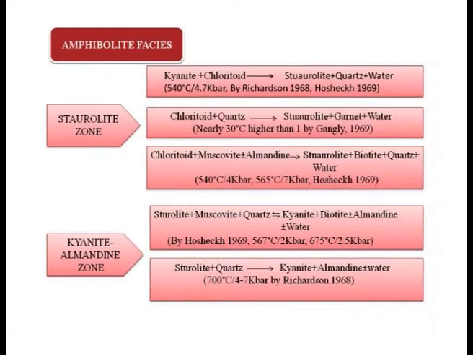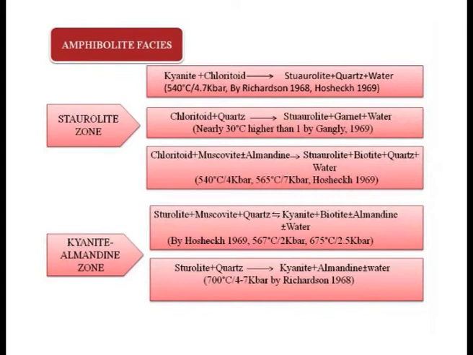This reaction was carried out by Richardson in 1968 and Hoschek in 1969 at 540 degree centigrade and 4 to 7 kilobar pressure. The next reaction is chloritoid plus quartz give rise to staurolite plus garnet plus water, nearly 30 degrees centigrade higher than the previous reaction, by Ganguly in 1969.